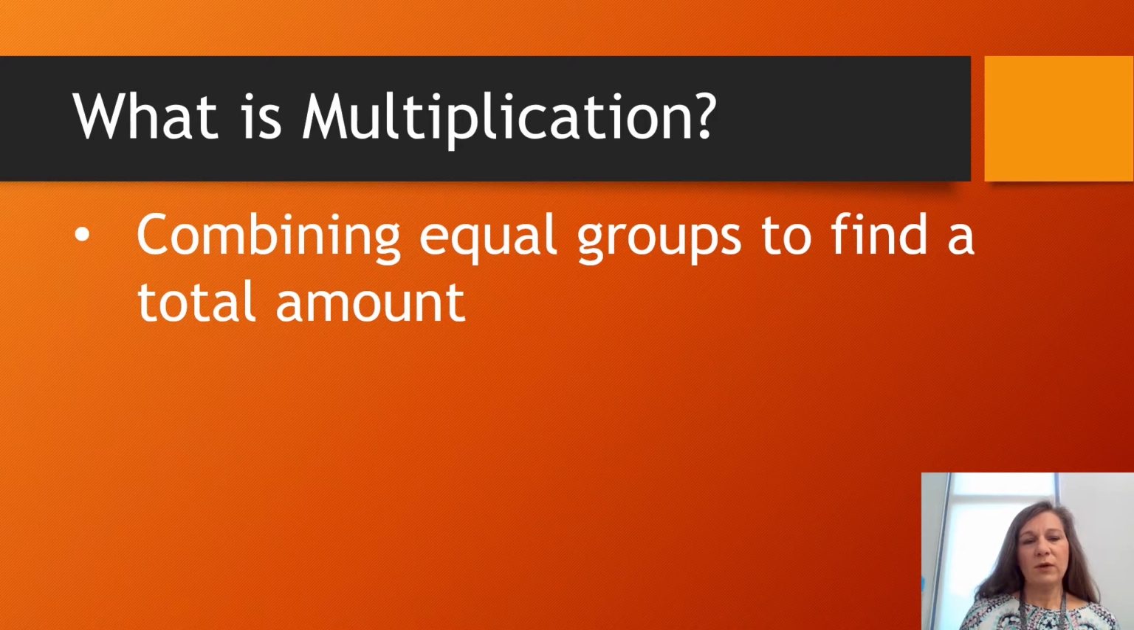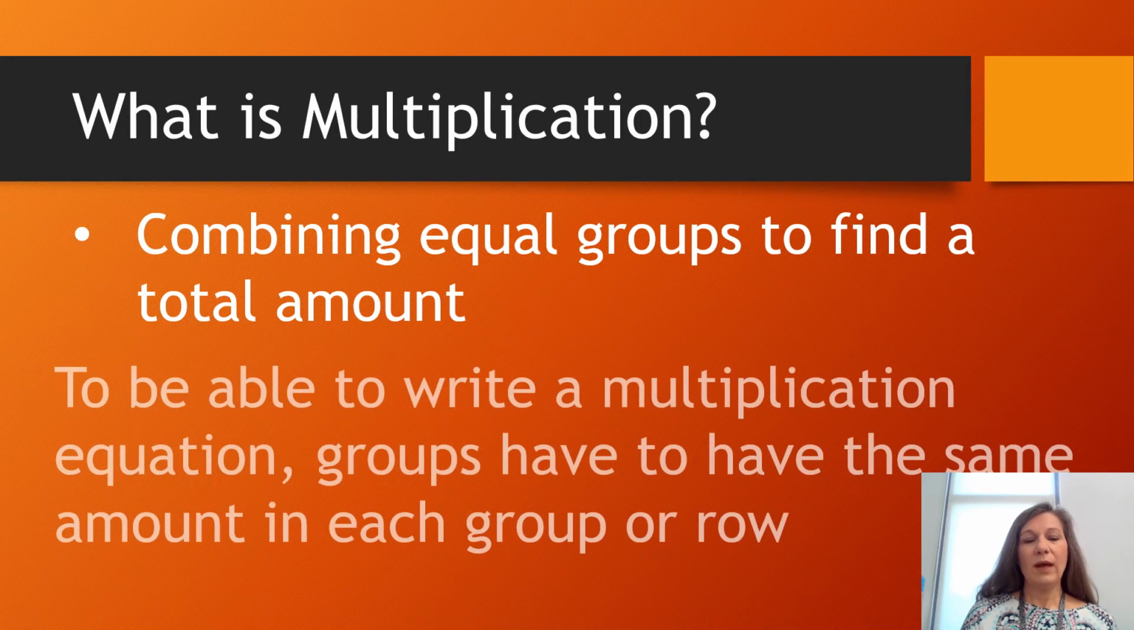So we want to review what is multiplication. If you remember from last week, we talked about what multiplication is. It's the combining of equal groups to find a total amount. Now, the word combine means join together or add together. So, when we are using multiplication, we are using equal groups and we want to make sure that we have the same amount in each group so that we can use repeated addition.